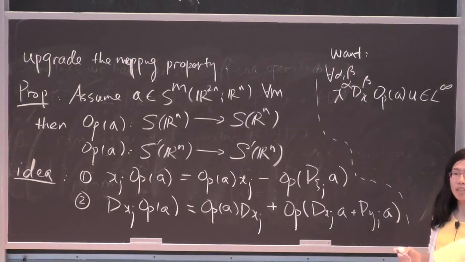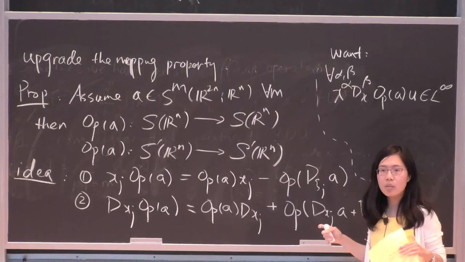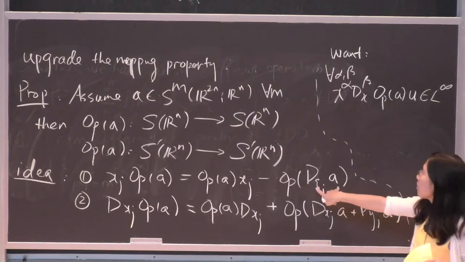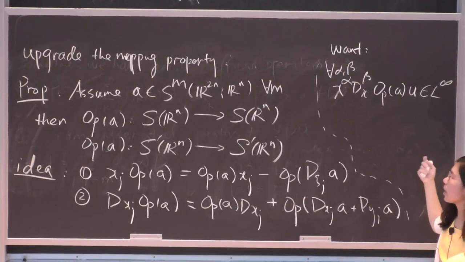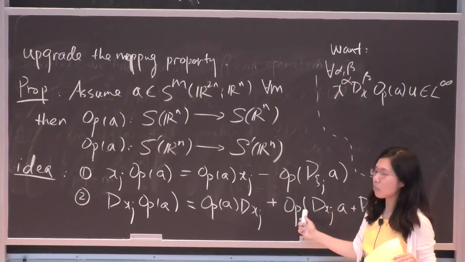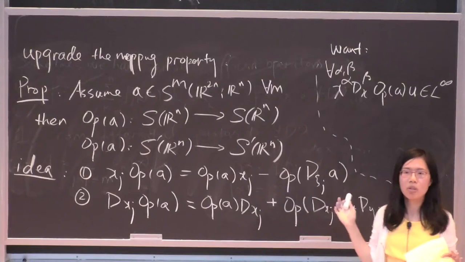Recall that if you differentiate in the cosij variable, this makes a decay one more time. So this is better in the sense that if you apply it to u, you also get L infinity. That's why if you multiply by xj, that's good. The second thing is similar: if you apply dxj here and look at what's really happening, you flip dxj to the inside, and dxj u is doing nothing because u is a Schwarz function, so that's still a Schwarz function, so this is L infinity.